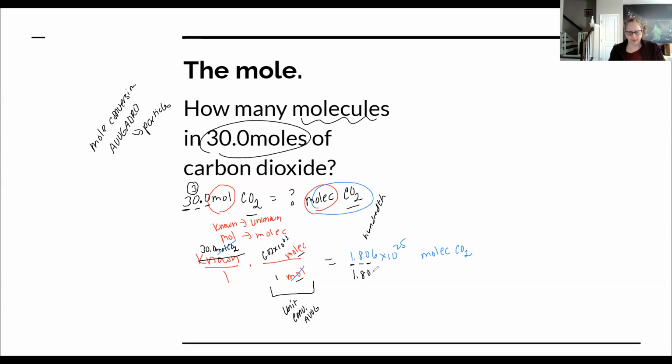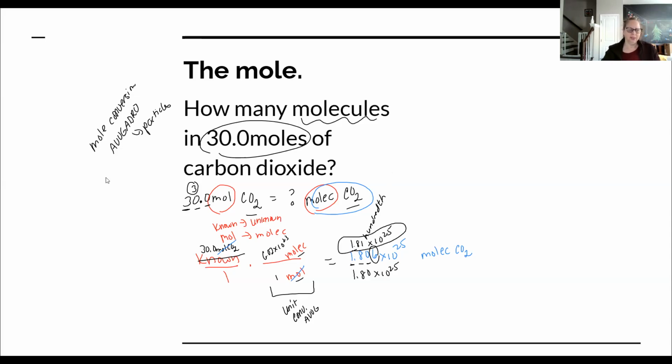That would be rounding down to 1.80 times 10 to the 25th, or rounding up to 1.81 times 10 to the 25th. How do I know? Look at my next number, he's a 6. So we are going to round up in this case.